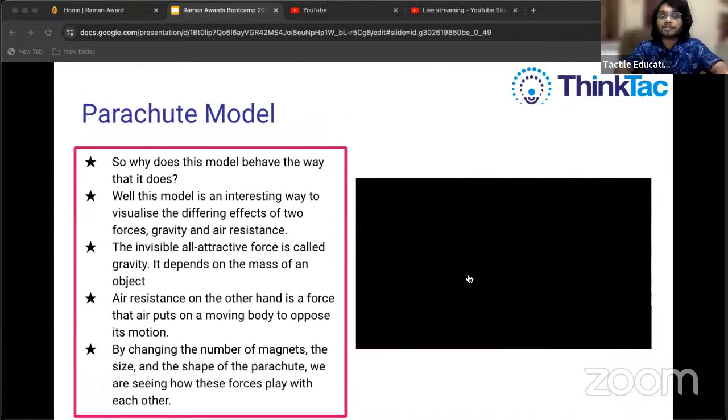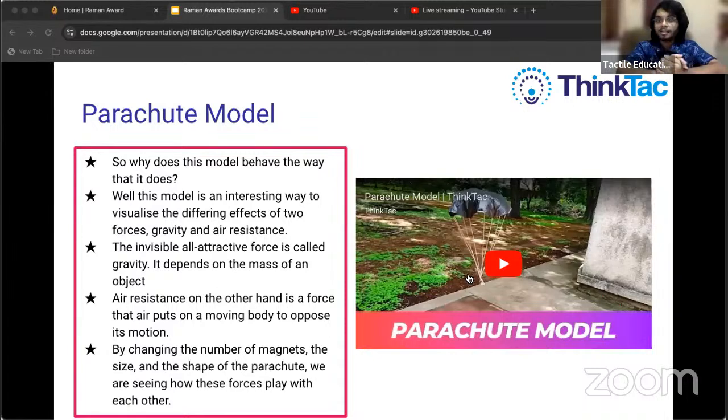So why does this model work the way that it does? A good thing to keep in mind about the parachute model is that it's a very good model to explain balance of forces. There are two forces acting on our parachute. One is gravity, which is pulling it down, and air resistance, which is trying to keep it afloat. We know that gravity is this all-attracting force. It attracts everything. You drop anything from any height, it'll fall down. Gravity is an attractive force, and hence it is pulling our parachute down.